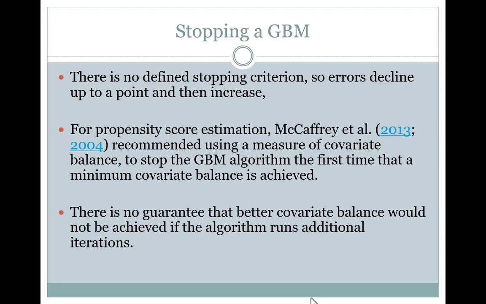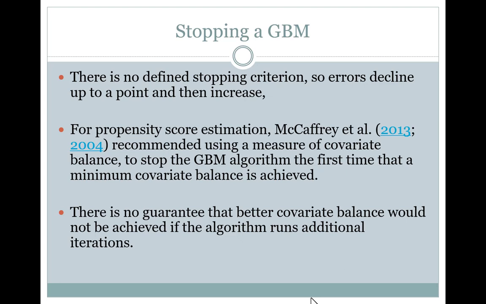Now, a specific implementation was developed by McCaffrey, Ridgeway, and Morral in papers in 2004 and 2013, where they evaluate covariate balance. You can choose a specific measure at each step and use that as a criterion to stop the GBM algorithm. This implementation is available in R in the twang package, and it is specifically for propensity score estimation because it uses the goal of optimizing covariate balance as the stopping criterion for GBM.